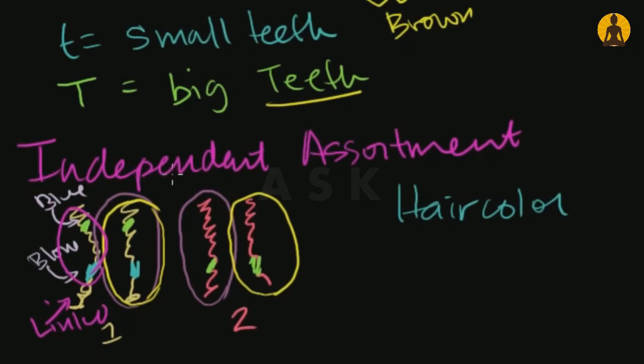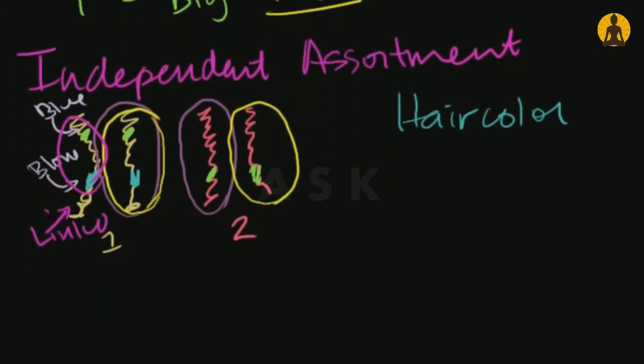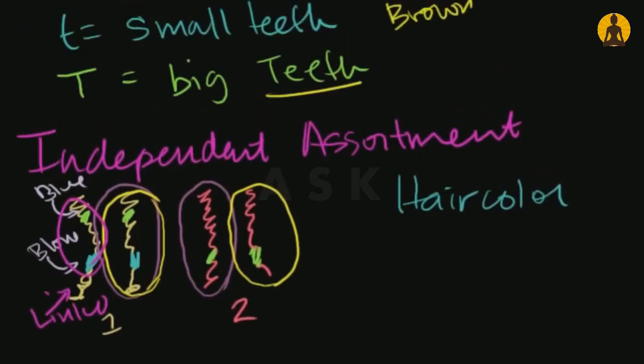But let's assume that we're talking about traits that assort independently, and we cross two hybrids. So this is called a dihybrid cross. Very fancy word, but it's just to give you an idea of the power of the Punnett square.